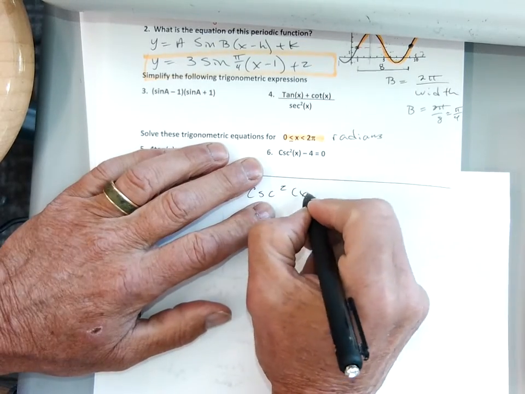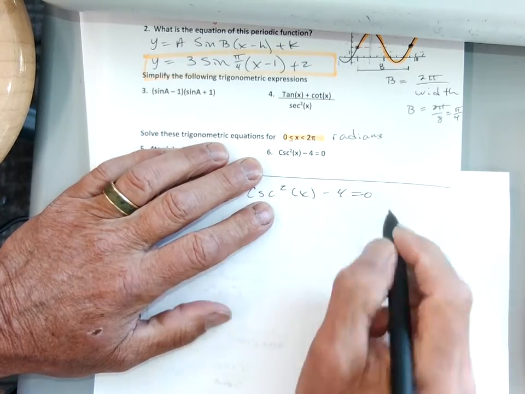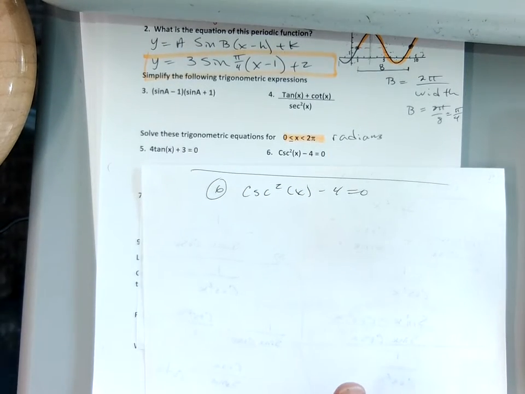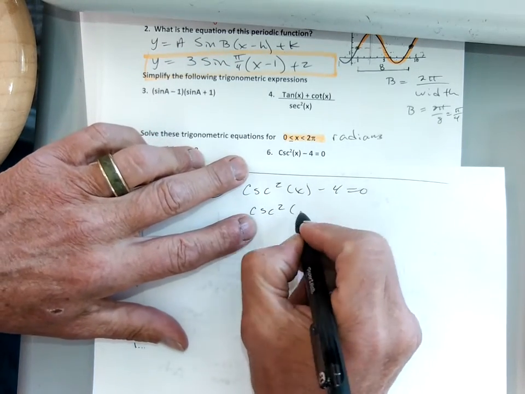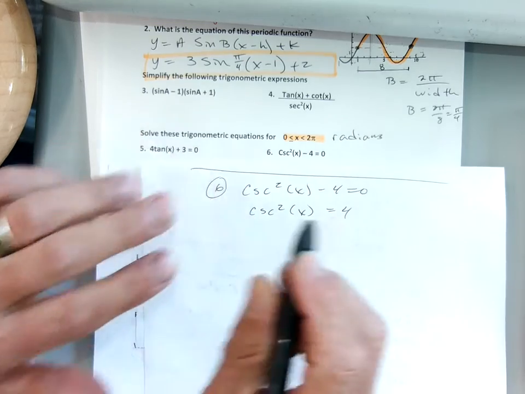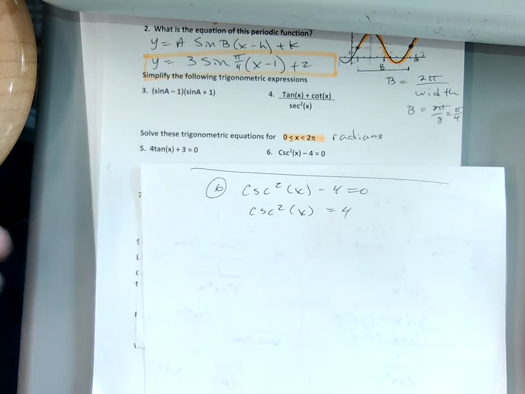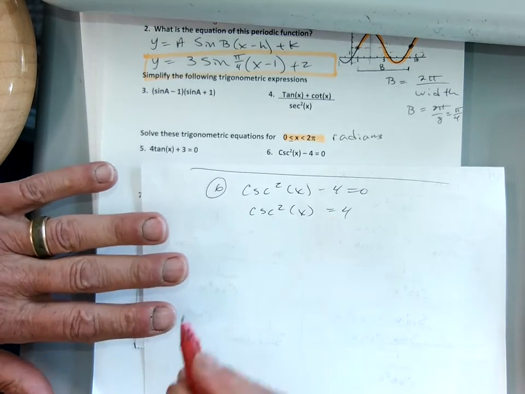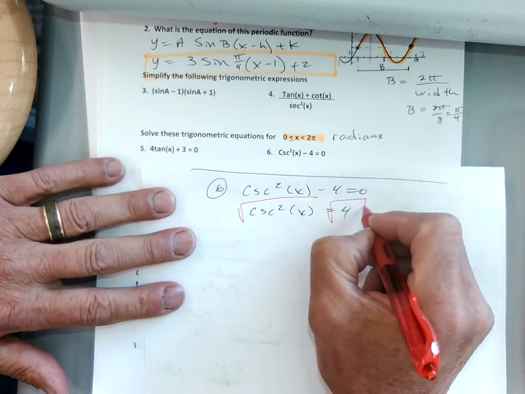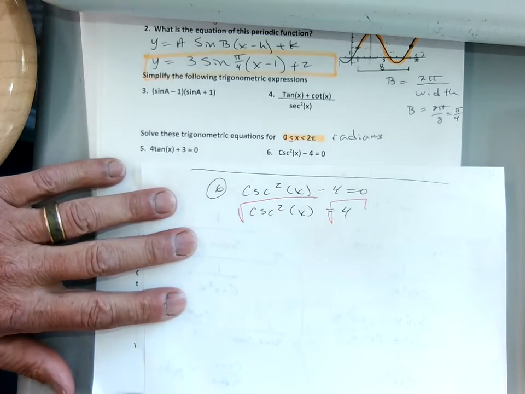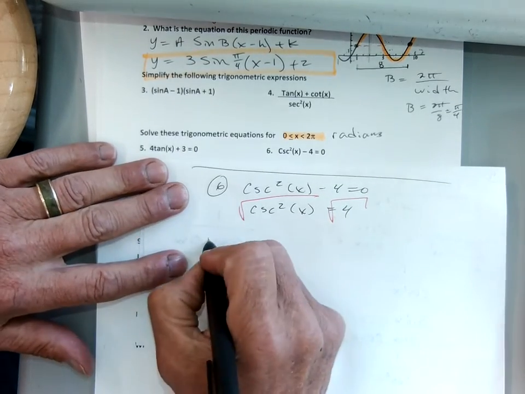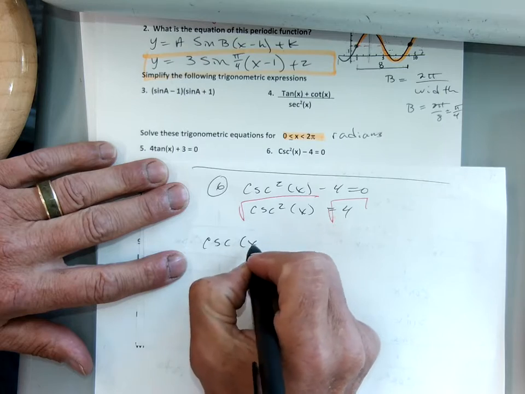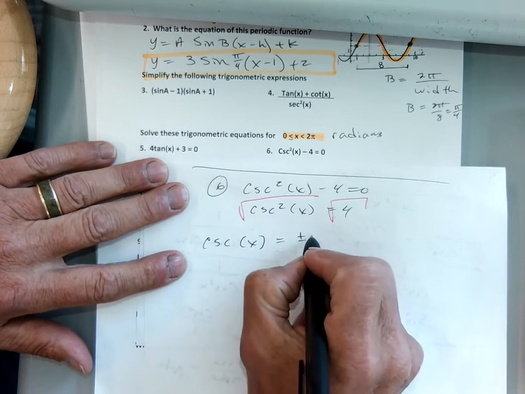Number 6: cosecant squared of x minus 4 equals 0. Okay, this one's actually kind of easy because our answer is going to be on the unit circle. I'll show you why, okay? Plus 4, plus 4. Cosecant squared of x equals 4. Square root it. You guys okay with that? How many answers? 2, right? Plus or minus 2. I got cosecant of x equals plus or minus 2.